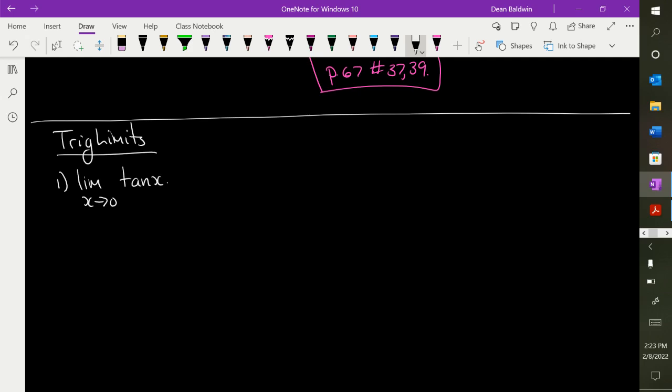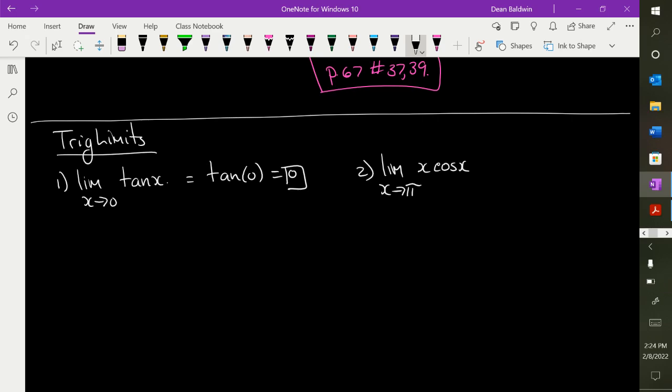Now, tan does have undefined points. It's got those asymptotes at 90, 270, etc. But at 0, tan is defined. So I can literally just plug in 0 into tan. Tan of 0 is 0. And that's your answer. So like we did before, if you can plug it in, plug it in.